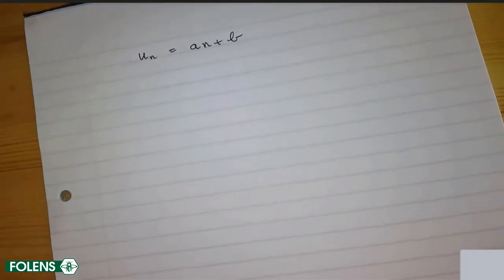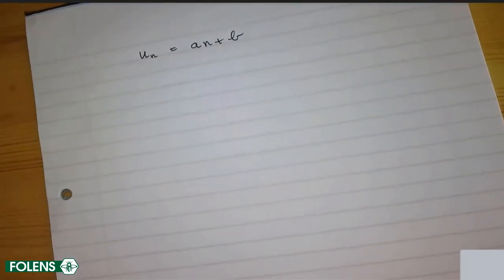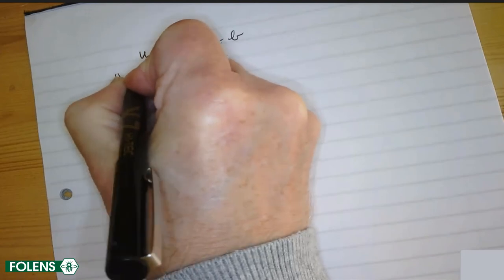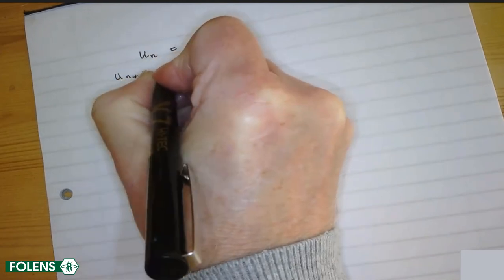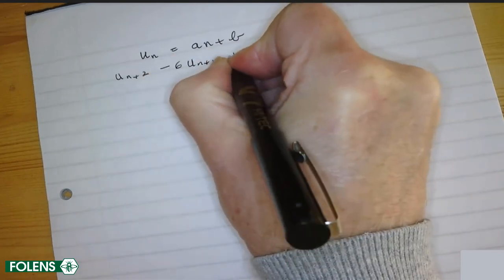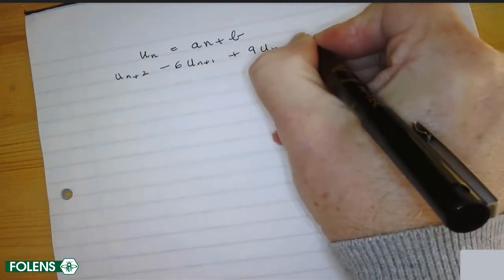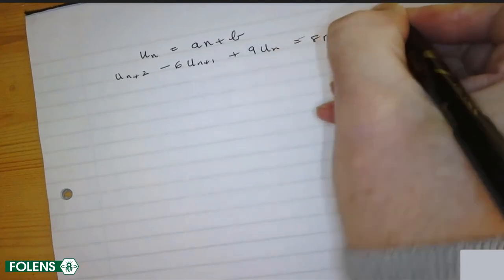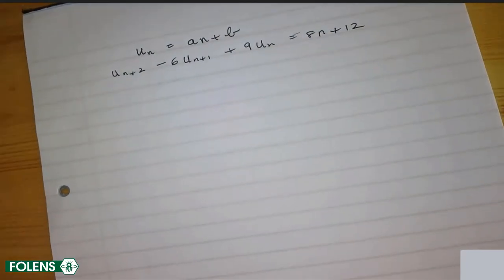Now, if that is the case, let us solve Un plus 2 minus 6 times Un plus 1 plus 9 times Un equals 8n plus 12. How do you solve that?